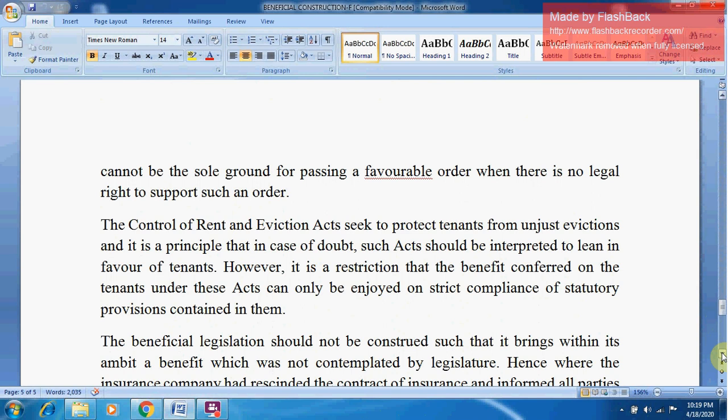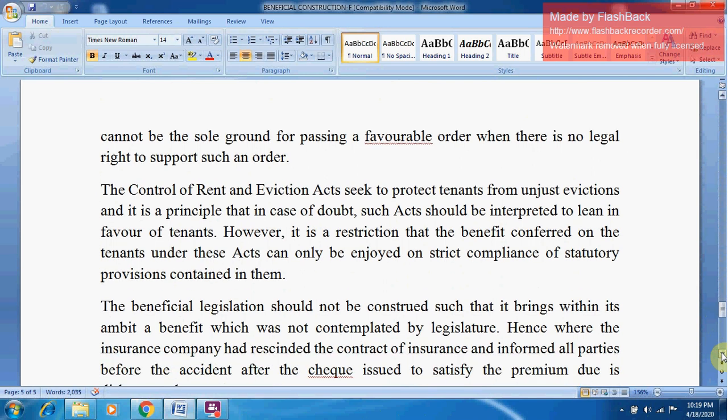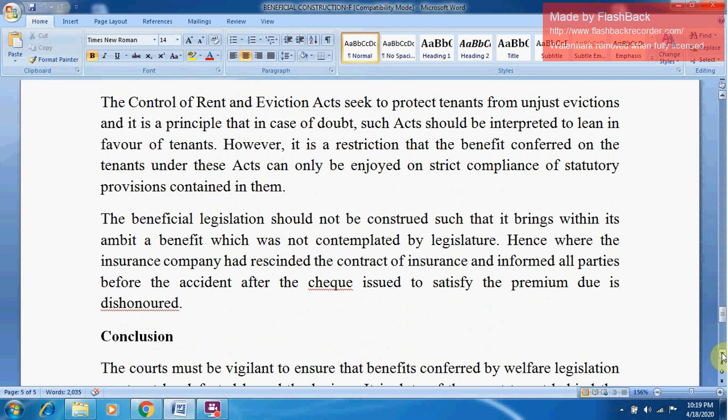The Control of Rent and Eviction Act seeks to protect tenants from unjust eviction, and it is a principle that in case of doubt, such an Act should be interpreted to lean in favor of the tenants. However, it is a restriction that the benefit conferred on the tenants under these Acts can only be enjoyed on strict compliance with the statutory provisions contained in them. The beneficial legislation should not be construed such that it brings within its ambit a benefit which was not contemplated by the legislature. Hence, where the insurance company had rescinded the contract of insurance and informed all the parties before the accident, after the check issued to satisfy the premium due was dishonored.